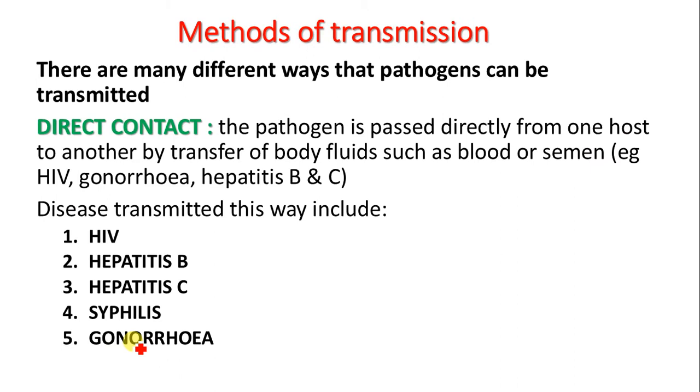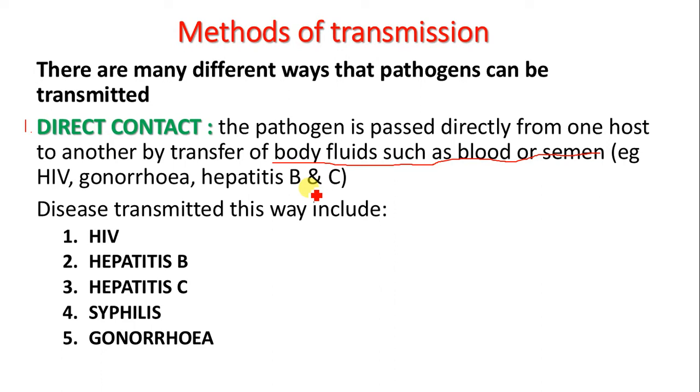So, methods of transmission of disease. There are many different ways that a pathogen can be transmitted. One of those ways is direct contact. Number one, direct contact: the pathogen is passed directly from one host to another by transfer of body fluids such as blood and semen. Examples are HIV, gonorrhea, hepatitis B, and hepatitis C.